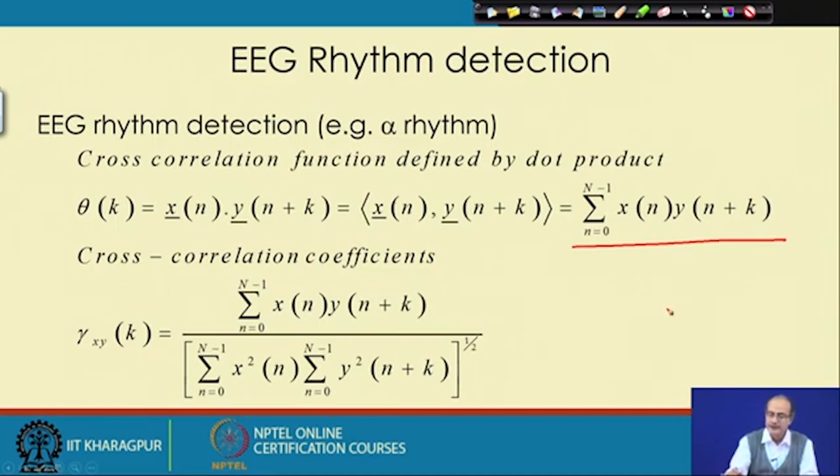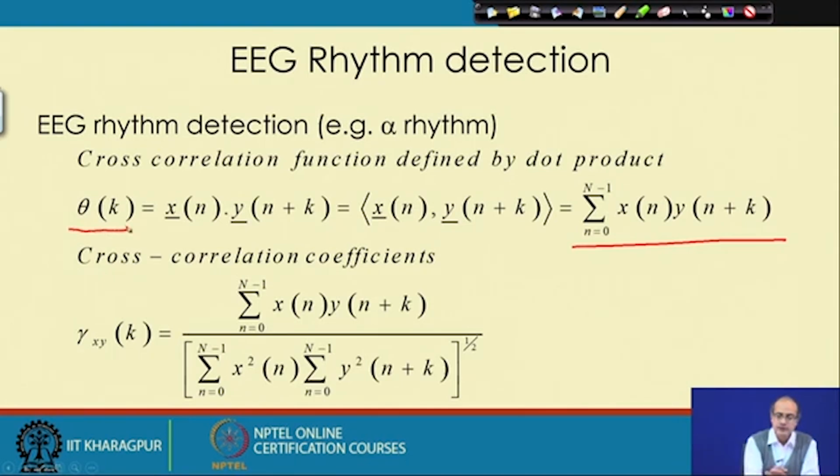Now, what is the essence of it? x[n] is a known signal. Say we may take the help of an expert to take out some portion of the signal which is known to be the alpha rhythm for sure. If that is x[n], then we take any other signal on which we can do the experiment and find out whether that alpha rhythm is present or not. We can take this cross correlation.